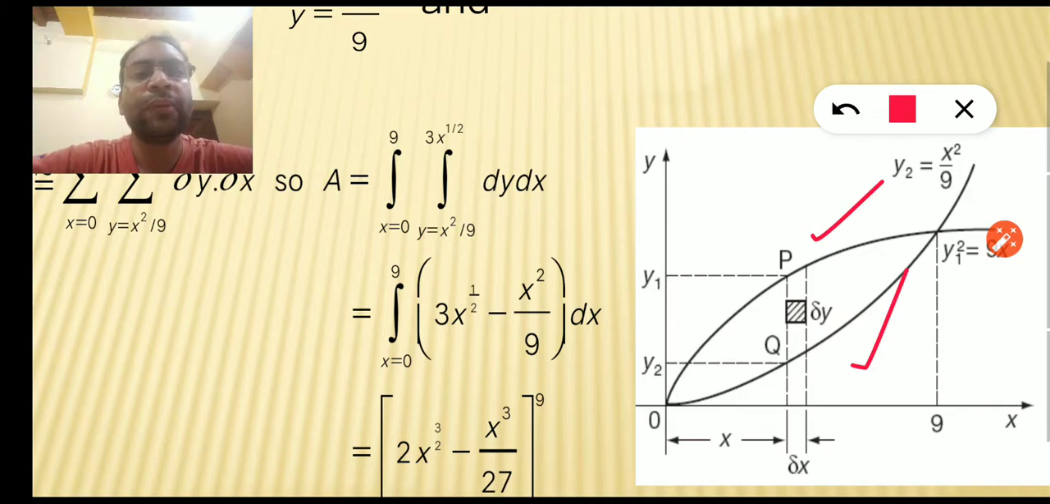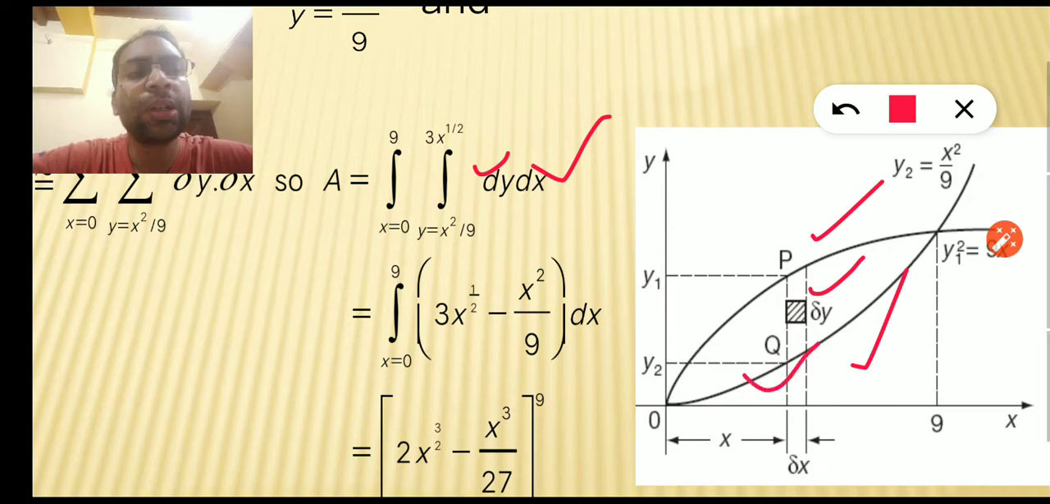We'll have to choose a vertical or the horizontal strip. In this case we have applied a vertical strip. Now we know that we are applying the vertical strip, so inner integral will be dy and the outer integral will be dx. First we need to see the bottom part of the strip, where the strip lies in the bottom and where the strip lies onto the top.